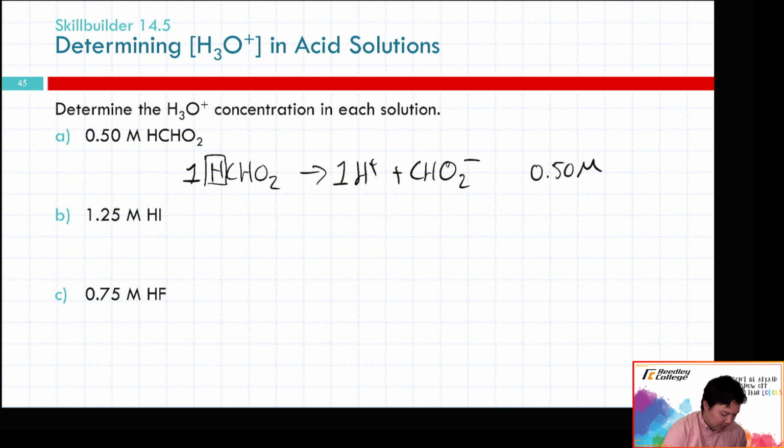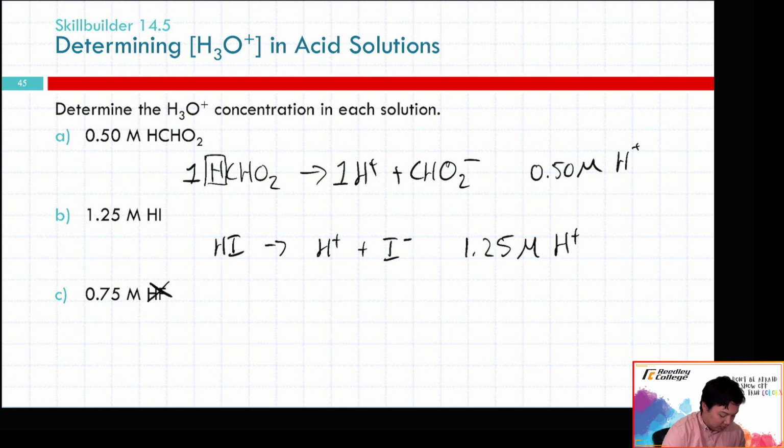These other ones are going to be the same, right? So we have hydroiodic acid, and we're going to get H plus and I minus. The thing that I'm struggling with right now is that these are all weak acids, but assuming that we have full ionization, we're going to do 1.25 molar H plus.